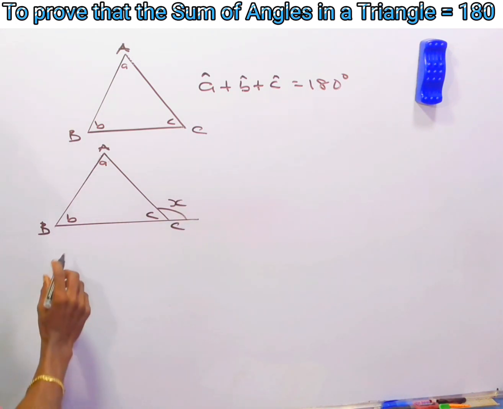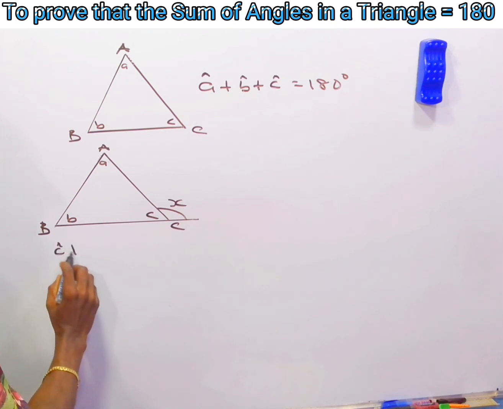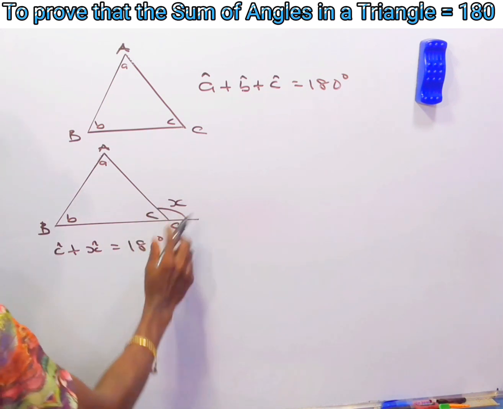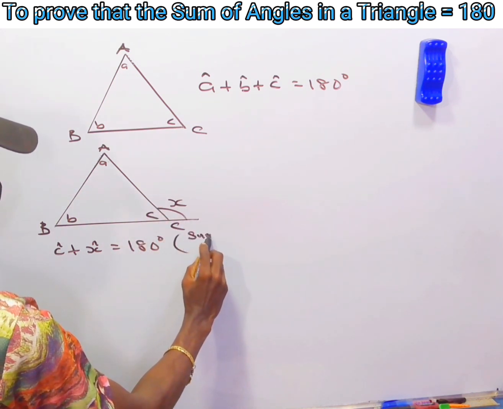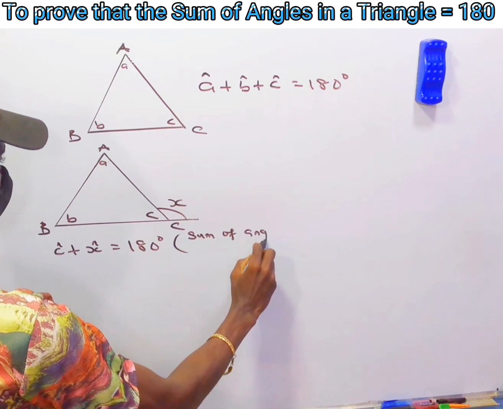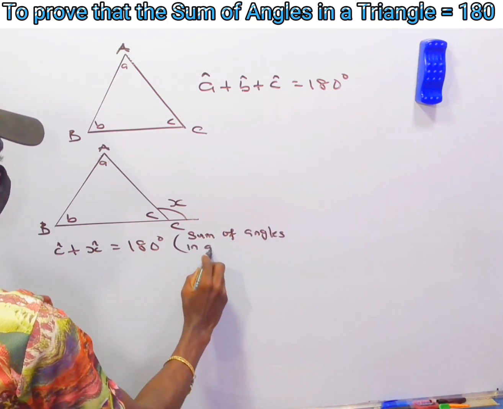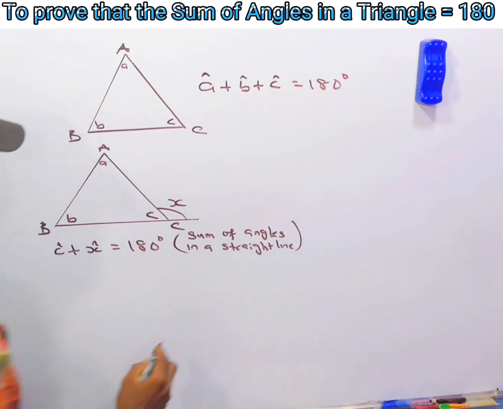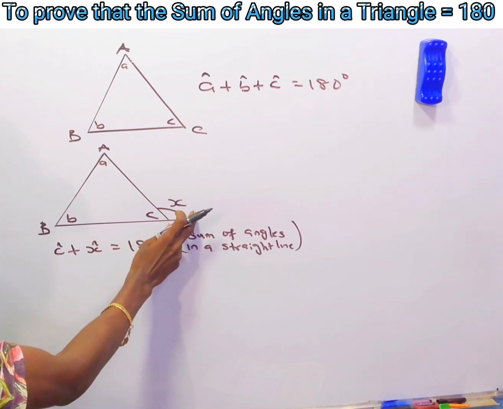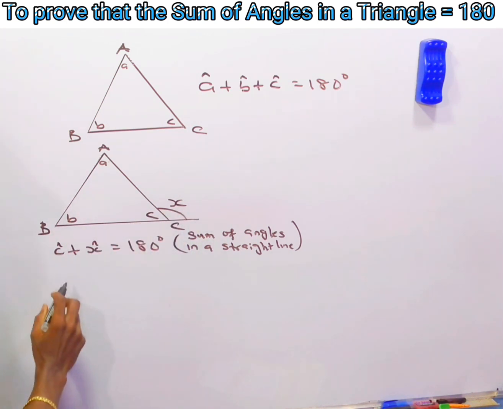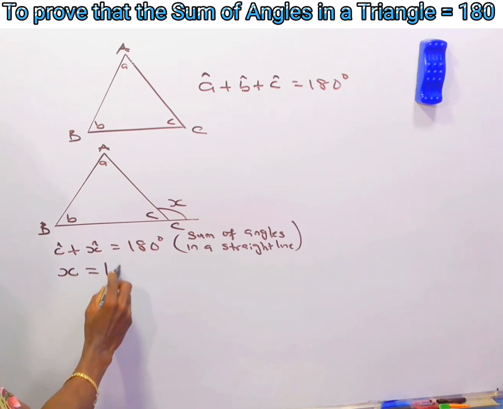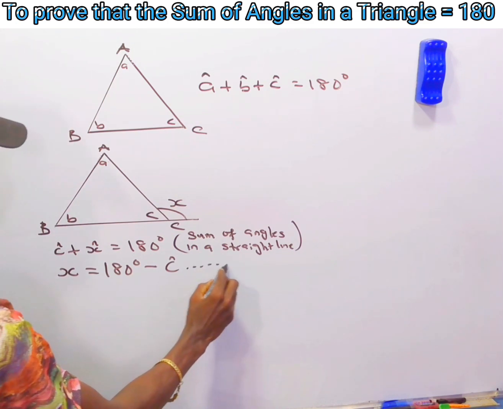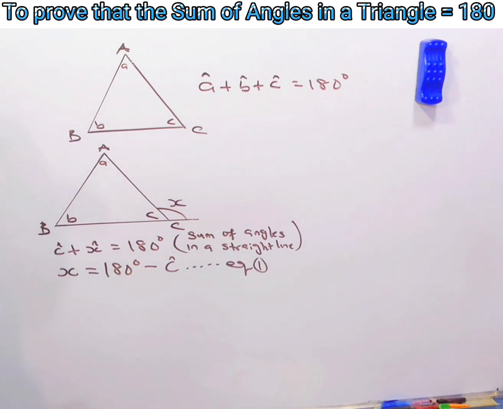So the first thing we'll do is we'll say angle C plus angle X is equal to 180 degrees. Why? Sum of angles in a straight line. The sum of angles in a straight line C and X is 180 degrees. So make X subject of the formula. X will now be 180 degrees minus angle C. Let's call this equation 1.